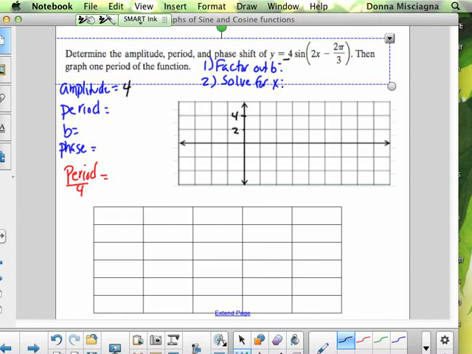The period, you take 2 pi and divide by b. Whether it's factored out or not, b is the coefficient on x, so b is 2. So that would give us 2 pi divided by 2, which is just pi.